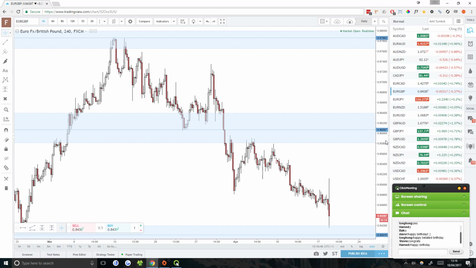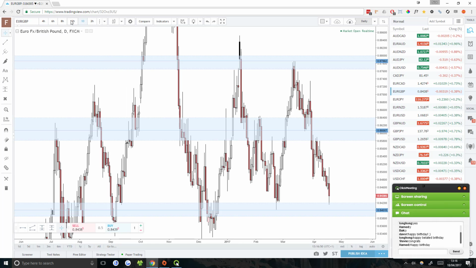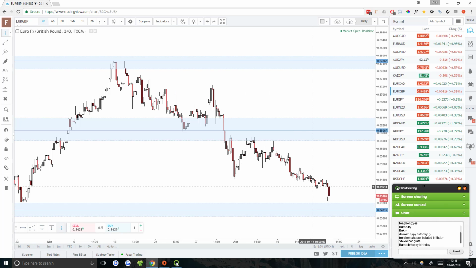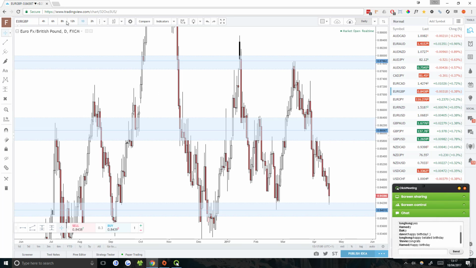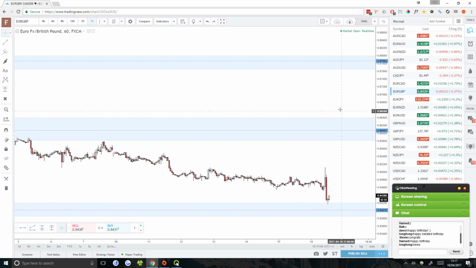All right, Euro GBP. What's up with Euro GBP? What's going on? It's bouncing from resistance. Crazy up and down swing on Euro GBP. I wonder why. Anyone know what happened? Could it be that Theresa May announced the general election? Probably. So that's going to go crazy for a bit.